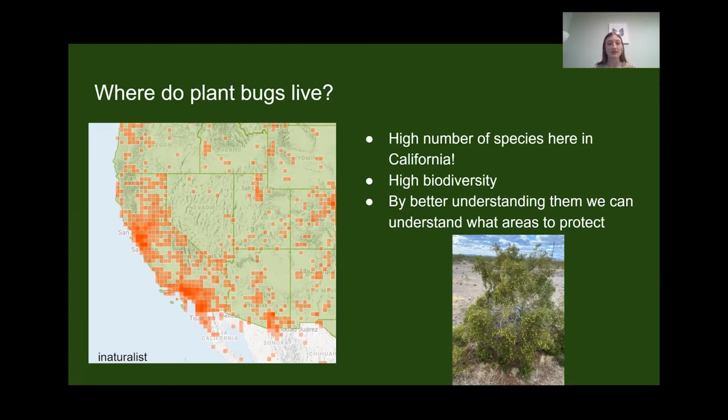And then their ecosystems are under threat. Some of these are the coastal sage scrub, our chaparral out here in Riverside, and our desert. So by better understanding where they live and their patterns, we can understand which areas we need to protect.